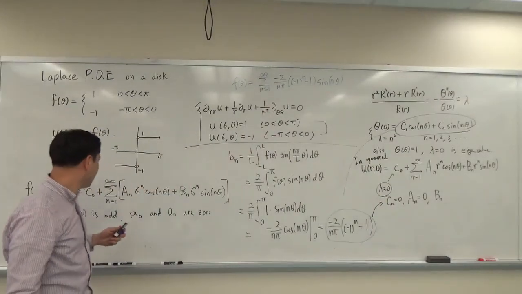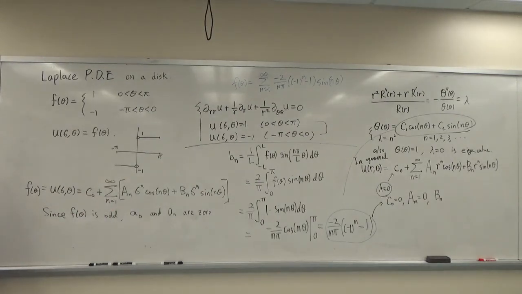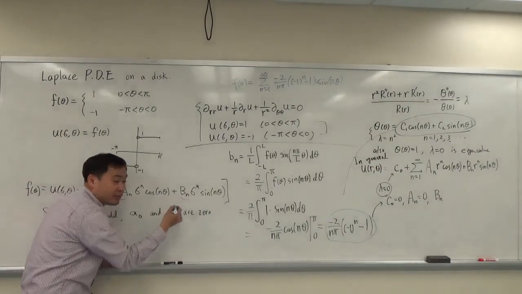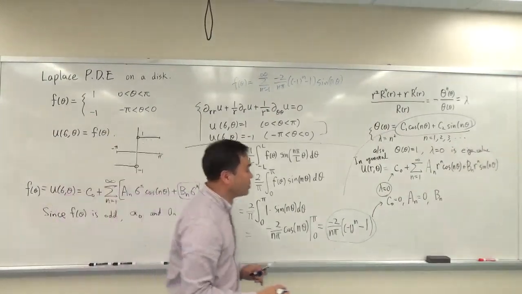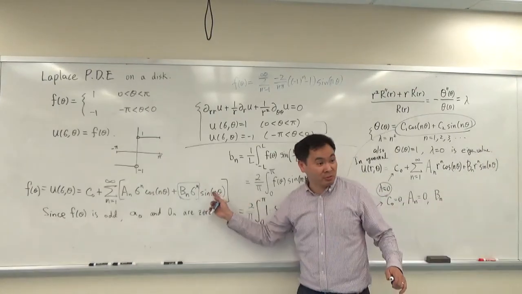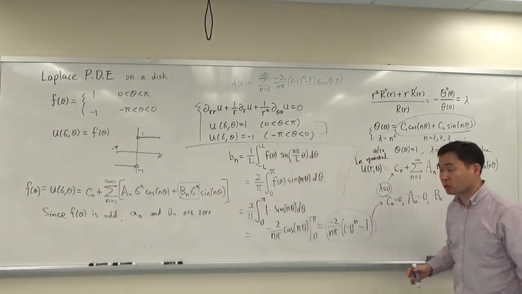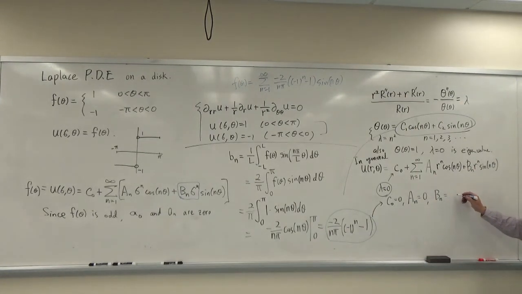Now we compare this with this. What do we get? Which one corresponds to this blue one? Is it just bn, sine, times 6 to the n? Okay. So bn, right? But because both of them are in front of sine n theta, you have to think of them both. So bn must be small bn over 6 to the nth power, so that this must be negative 2 over n pi 6 to the nth power, negative 1 to the nth power minus 1.